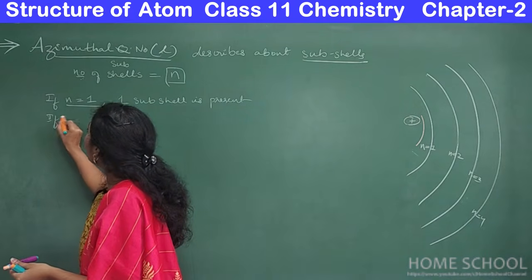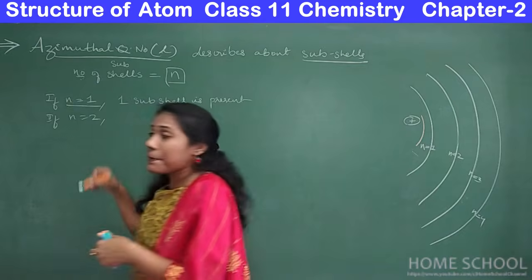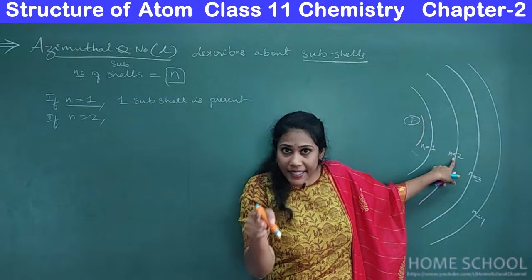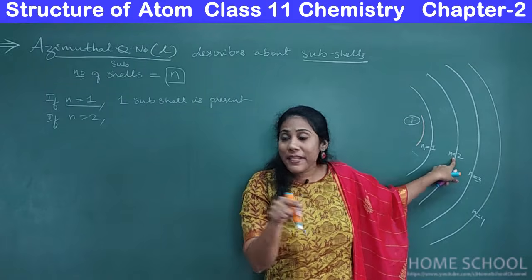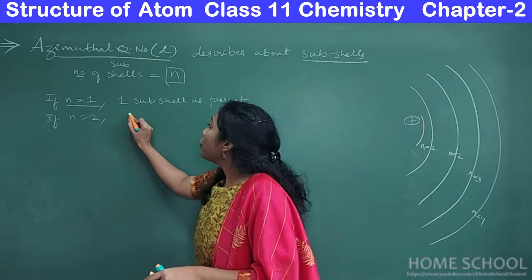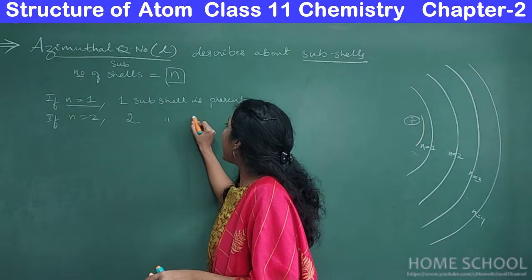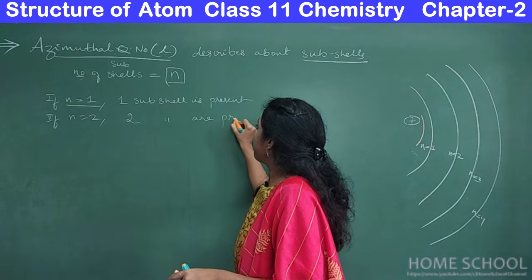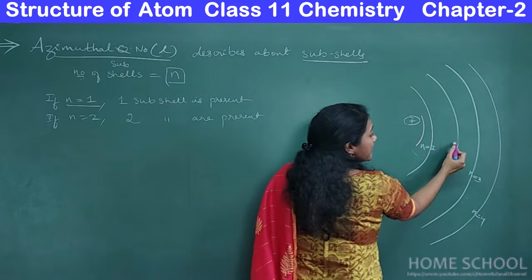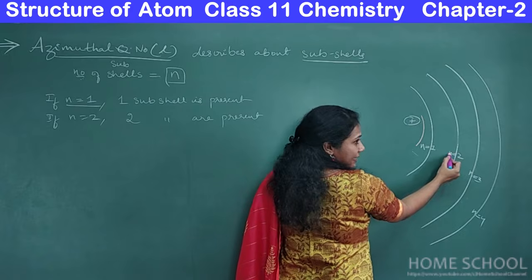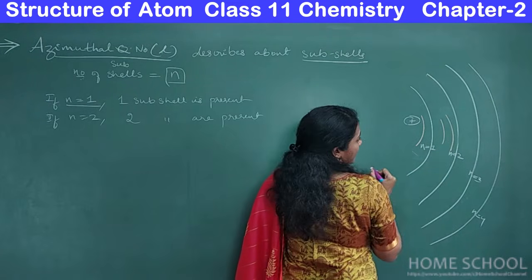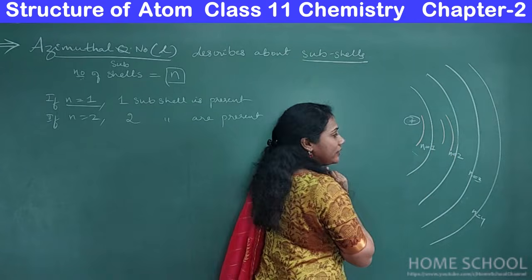If n is equal to 2, how many subshells are present in the second shell? It is equal to this number only. So 2 subshells are present. Clear? So let me draw here. In this particular shell, that is n is equal to 2, we have 2 subshells. Okay, 2 lines I have drawn.